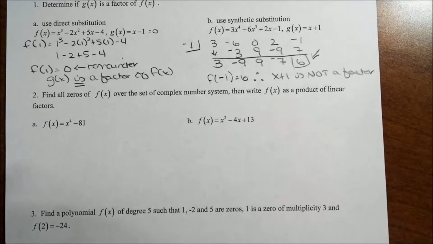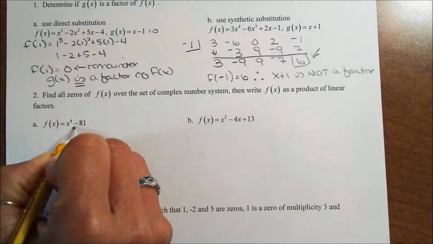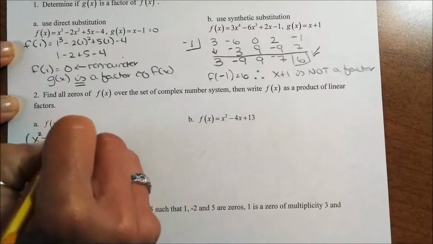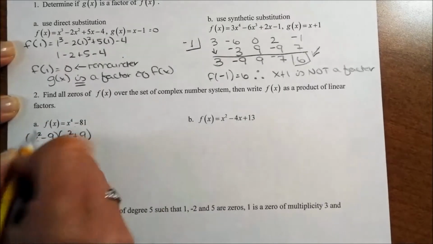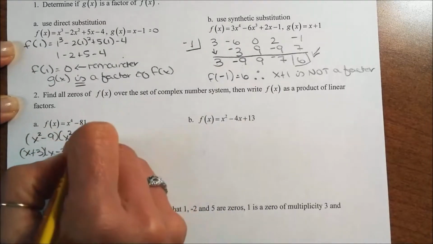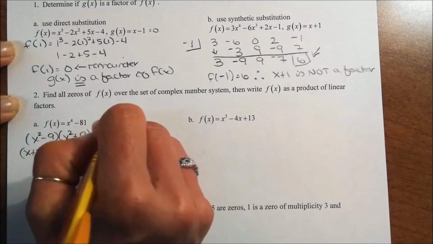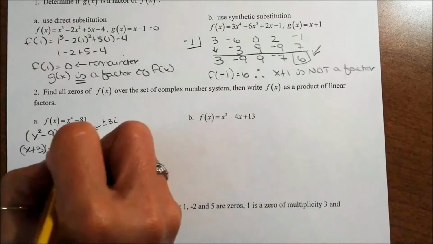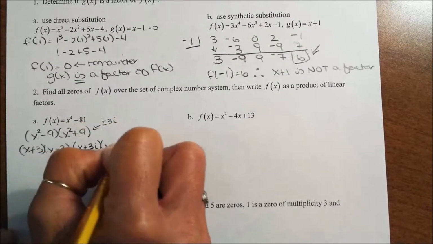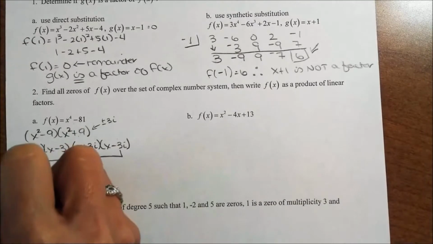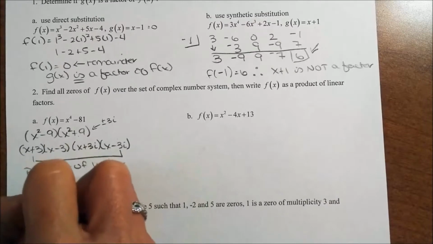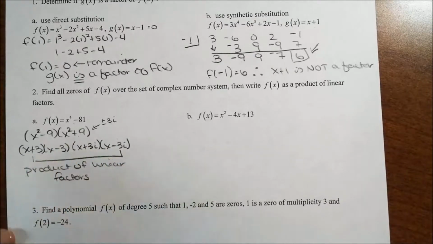So when we find the zeros or the factors, in this case, this is a difference of squares, so we can factor it. It becomes x squared minus 9 times x squared plus 9. When you solve this, you get x plus 3, x minus 3. Here, when you solve this, remember you get plus or minus 3i, so when you write them as factors, this becomes x plus 3i times x minus 3i. This right here is a product of linear factors. That's your answer.